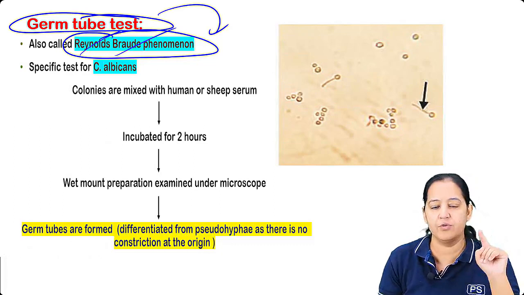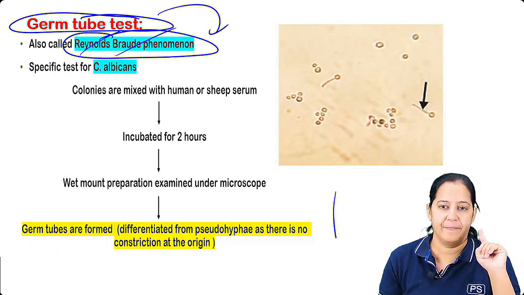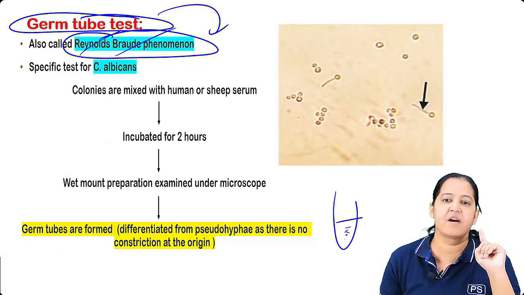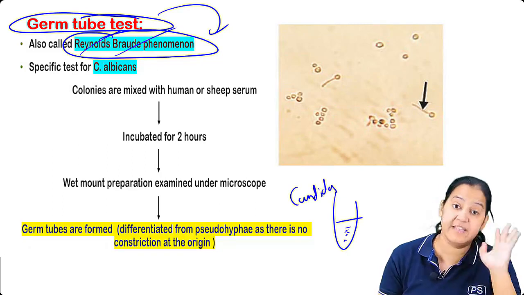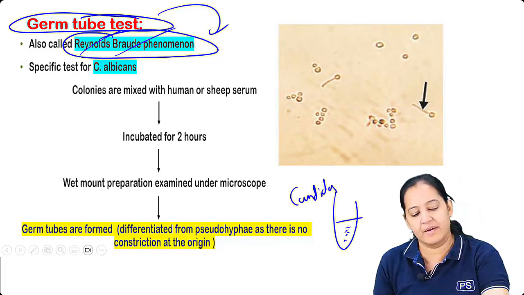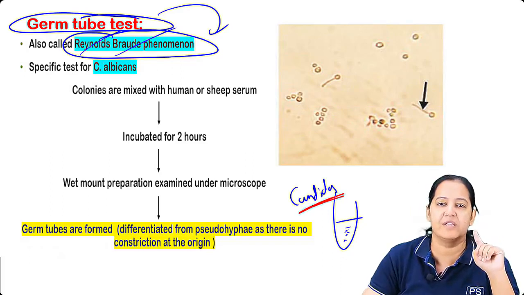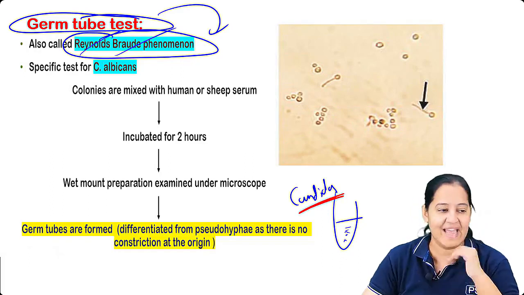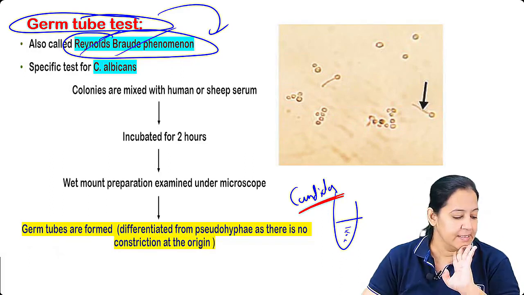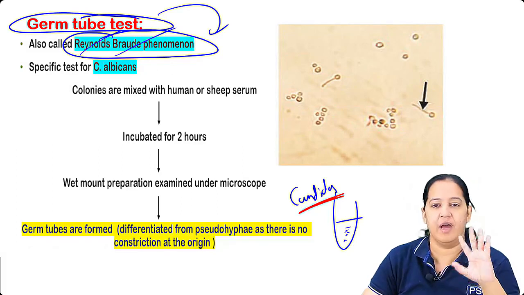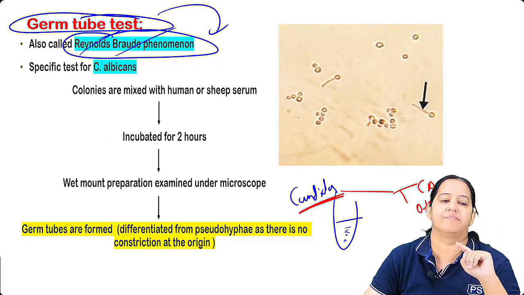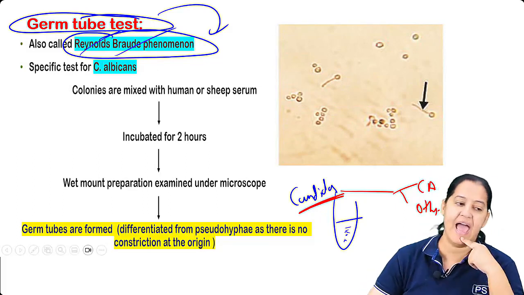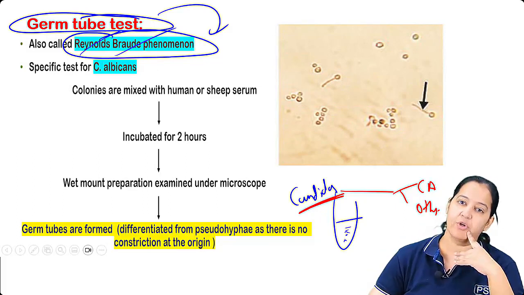What do you have to do? Take your specimen, which contains Candida. I know that because on direct microscopy I have seen the pseudohyphae. So I'm 100% sure it's Candida. That is not a concern. But I want to know whether it is Candida albicans or another Candida.